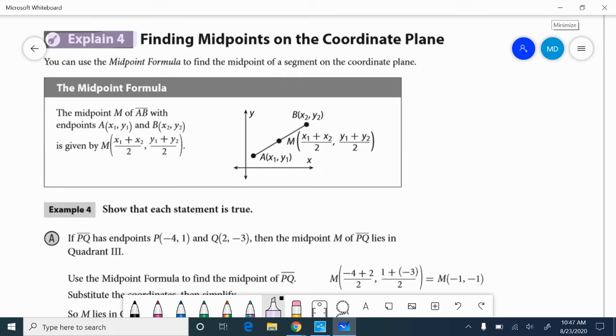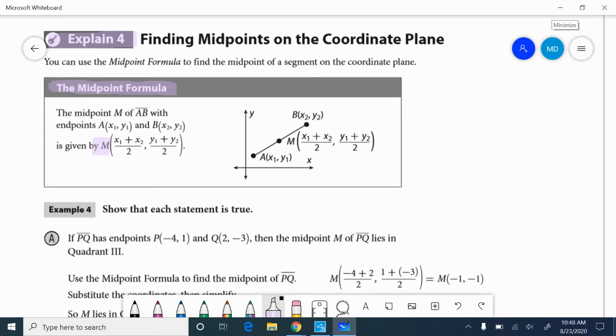Okay, but we are going to look at, we're on page 12, explain four, finding midpoints on the coordinate plane. You can use the midpoint formula, right? This is the midpoint formula to find the midpoint of a segment on the coordinate plane. This is definitely something you would want to put in your notes. This is another main idea. The midpoint M of segment AB with endpoints A at (x1, y1) and B at (x2, y2) is given by M. These are the coordinates of M, and they look a little complicated, but basically, you add the two x values together and divide by 2. And then for the y coordinate, you add the two y values together and divide by 2. And that will give you the midpoint.